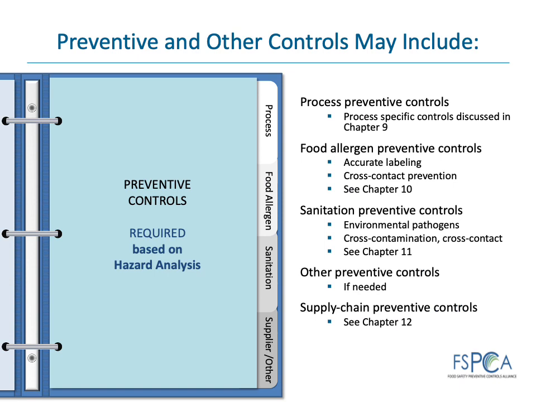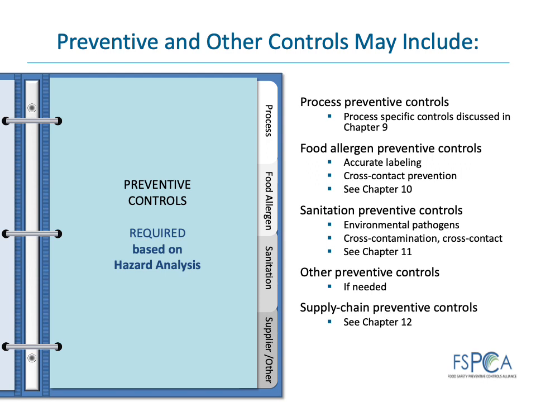The Preventive Controls section describes the essential controls that ensure safe product is produced. The required preventive controls for a specific product are determined through the hazard analysis process, which considers the nature of the preventive control and its role in your facility's food safety system. Process preventive controls are discussed in Chapter 9. Food allergen preventive controls are covered in Chapter 10, and sanitation preventive controls are discussed in Chapter 11.